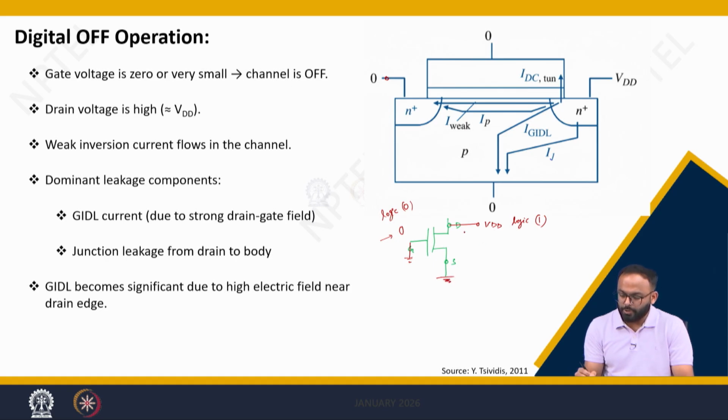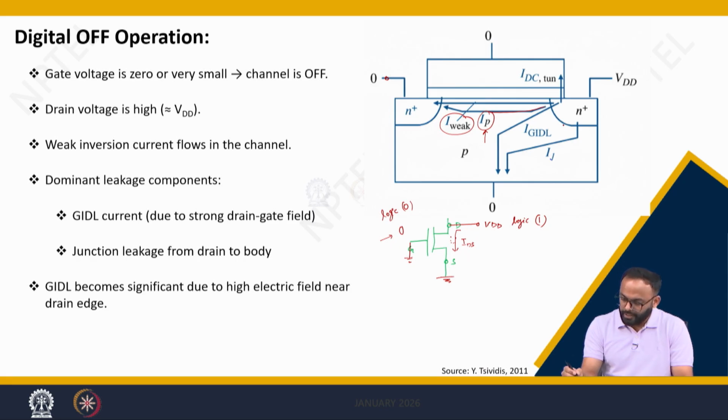In that condition, you have possible leakage currents and total current coming into picture. First of all, you do have a weak inversion current that flows from drain to source, right. As we have discussed, in weak inversion also a significant amount of current flows, that is the weak component of current. The second is the punch through current which can be denoted by IP. If the channel length is very small, then a punch through current flows from drain to source.